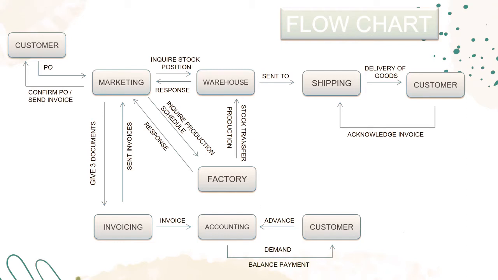The first one is the customer placing a purchase order. The marketing department captures the essential details on the purchase order form. The transaction is authorized by obtaining credit approval from the credit department. The purchase information is released to three departments, which are the warehouse, invoicing department and shipping department. The marketing department will inquire about stock position from the warehouse.